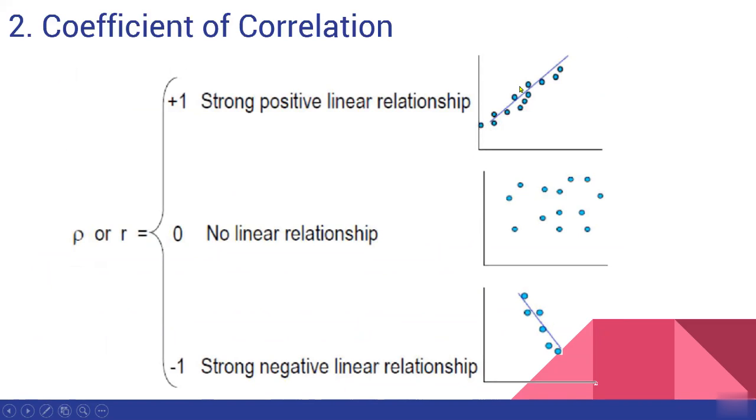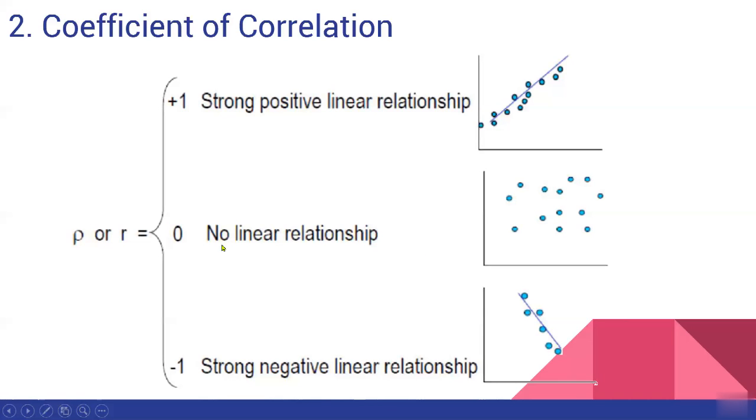In other words, when you have a relationship that is shown in the top right corner, usually you will get a value very close to +1. That means strong positive linear relationship. That means as x increases, the other variable y also increases. On the contrary, if x increases and y decreases, you will get coefficient of correlation very close to -1. That means strong negative linear relationship.